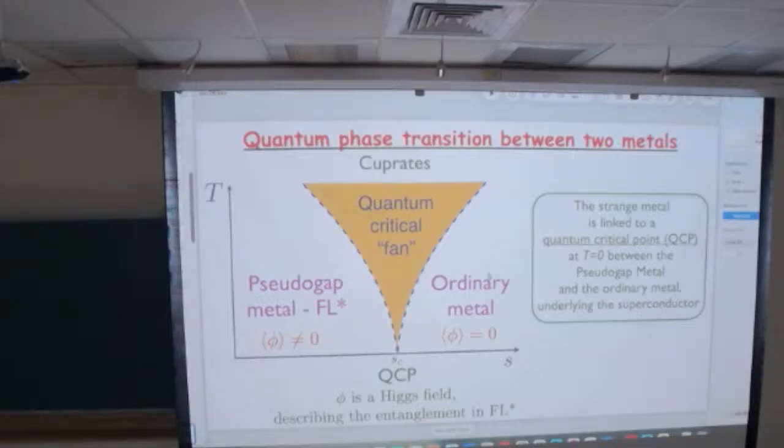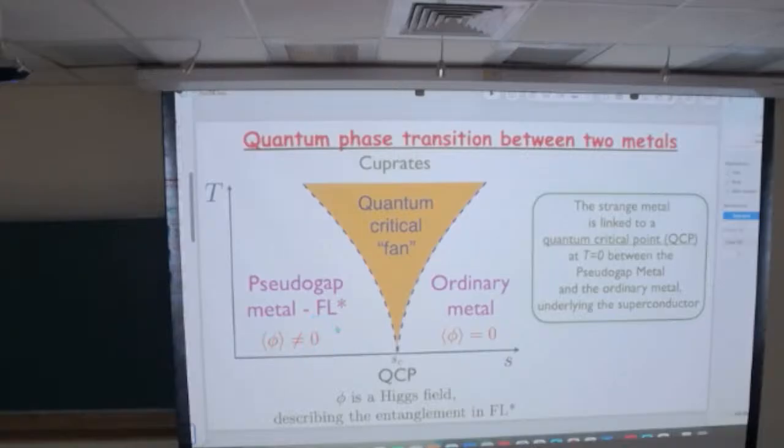And there is, in fact, a QCP underlying the cuprate. So this is our proposal for how to think about the cuprates. We're also going to think about it in terms of a quantum phase transition, but a quantum phase transition between this exotic phase we call FL star and the ordinary metal. And these two phases are also distinguished by the condensation of some field phi. But this is not a broken symmetry. This phi is a Higgs field. It carries gauge charges and is associated with entanglement here that's different from an ordinary metal.